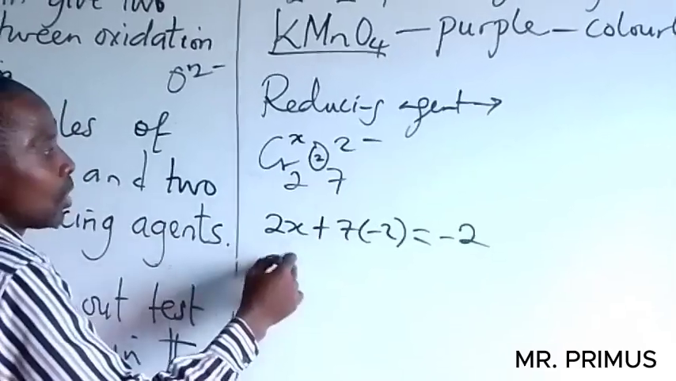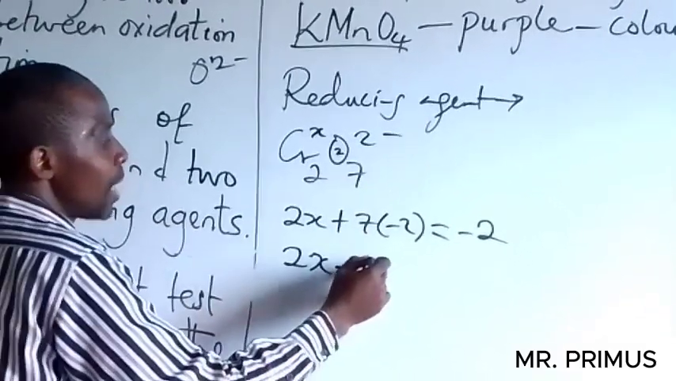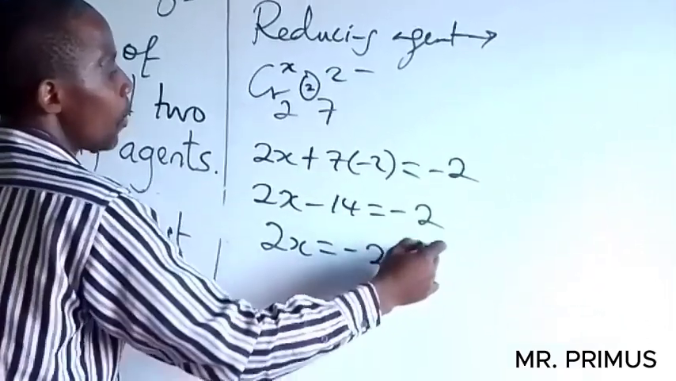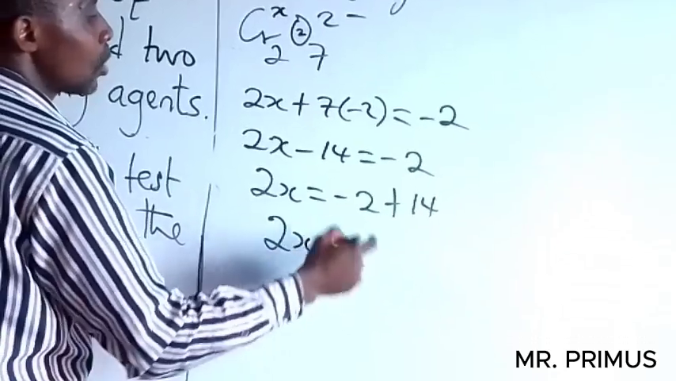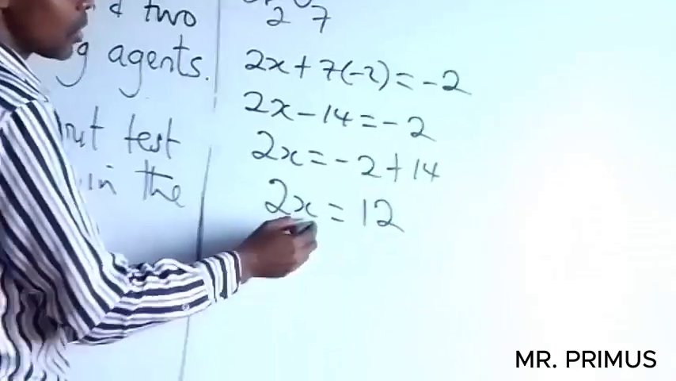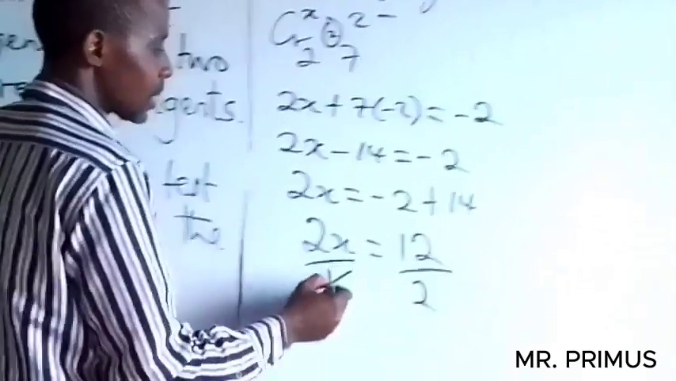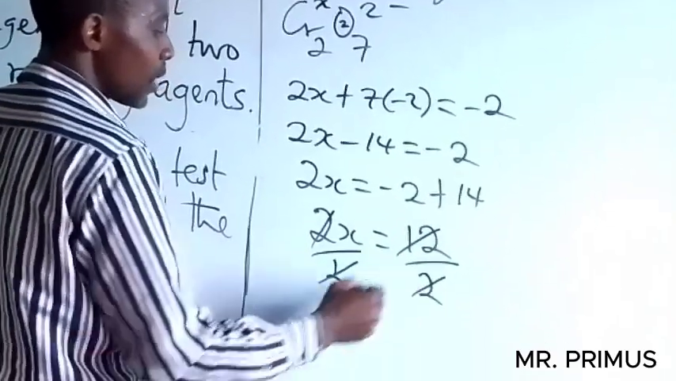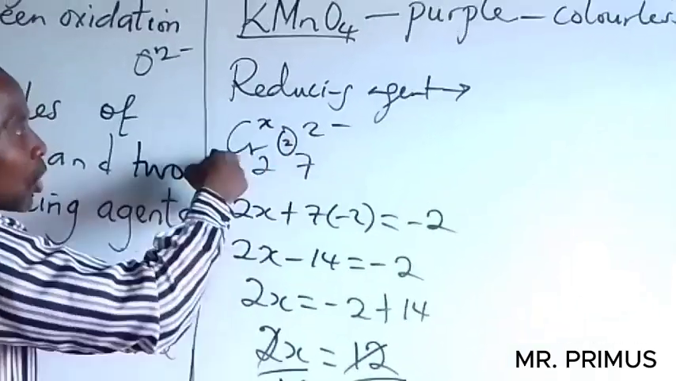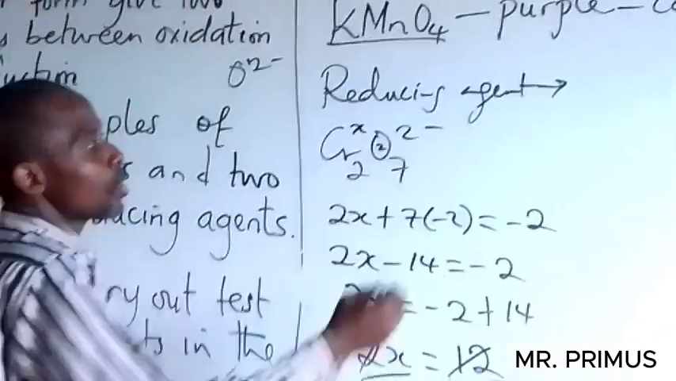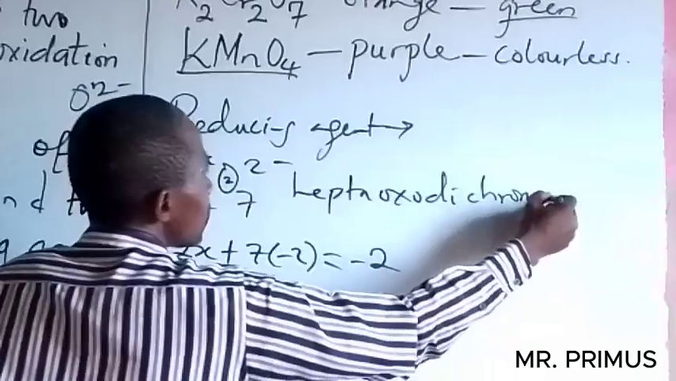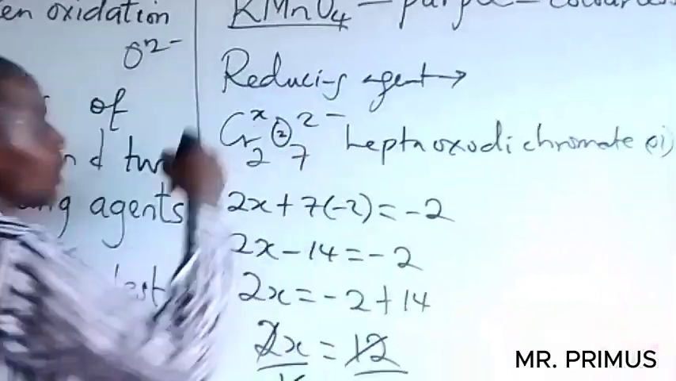Let's find out. 2X, 7 times minus 2 is minus 14, equal to minus 2. So 2X equal to minus 2 plus 14, which is 12. Divide both sides by 2 to obtain your X. 12 divided by 2 is 6. That's why I call it heptaoxodichromate 6. This is heptaoxodichromate 6.